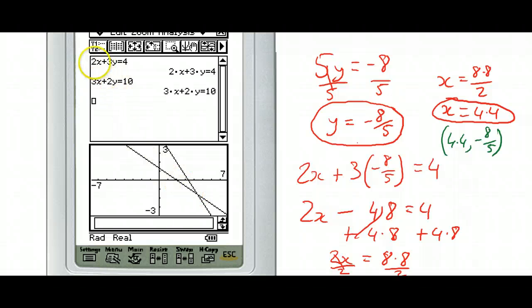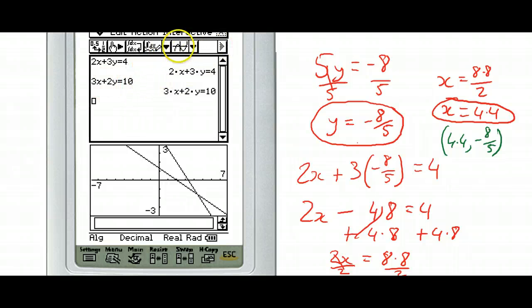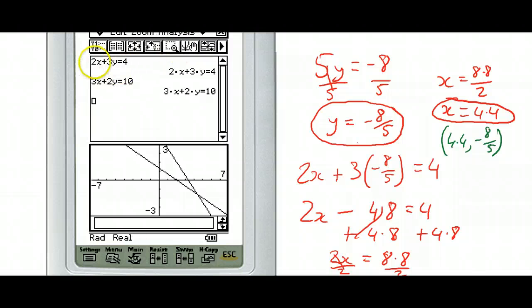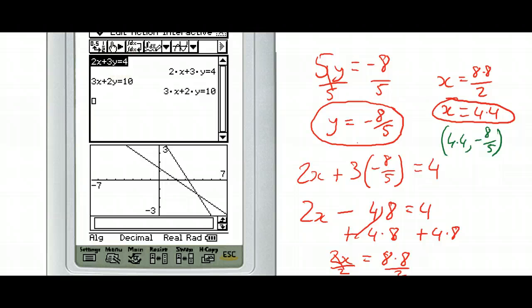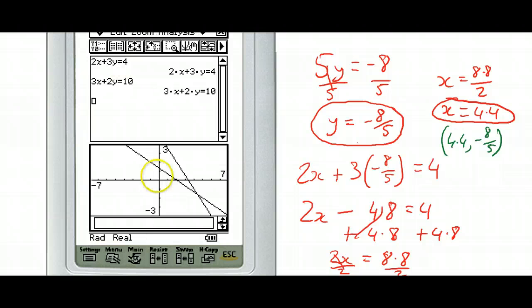So that's all you got to do. Go into the main window, type in your equations, and then click on the graph button that's up here, and then you can drag them into the graph, and it'll graph them for you.